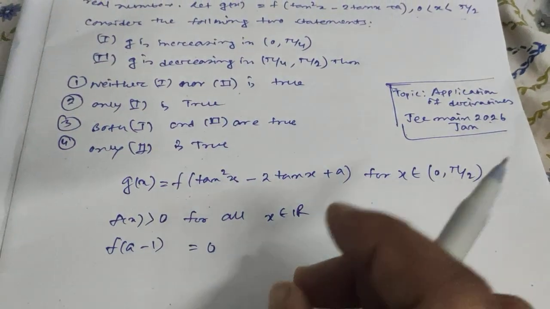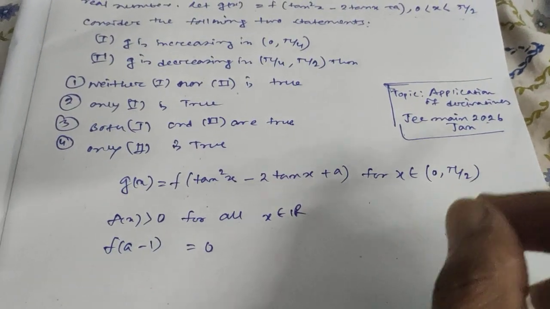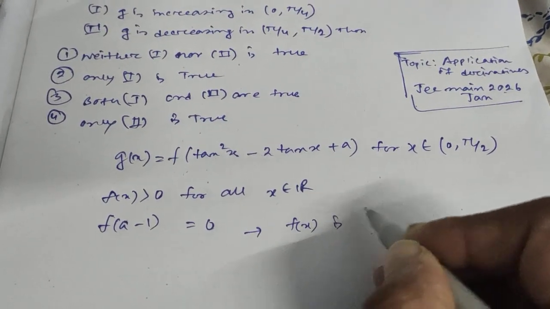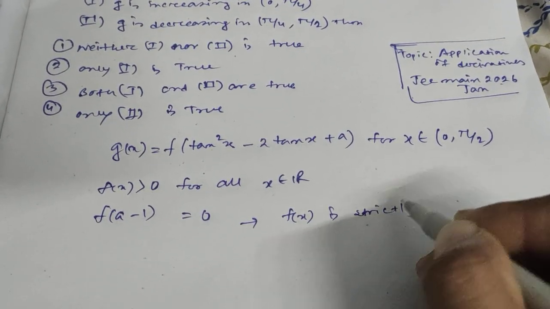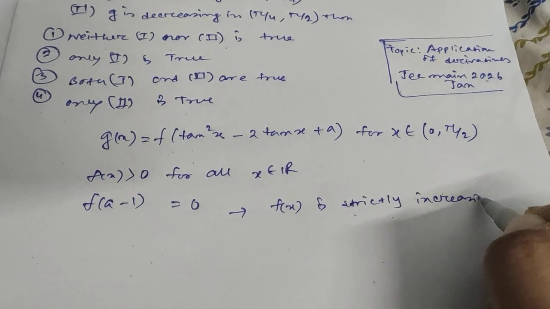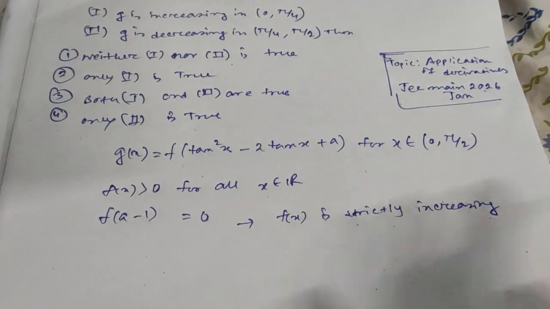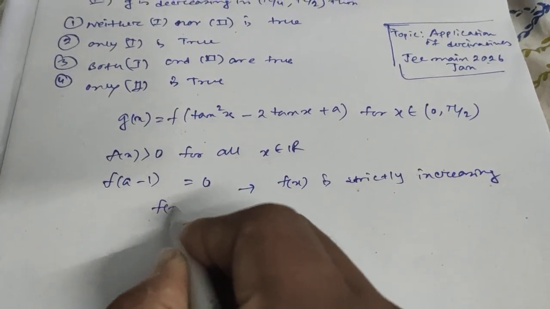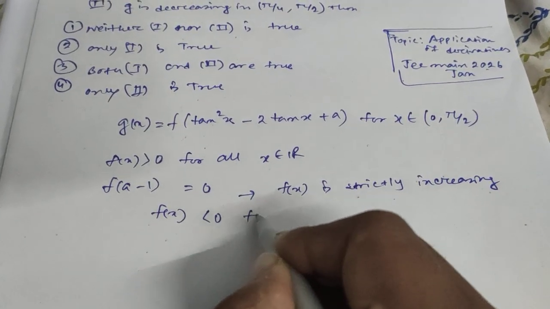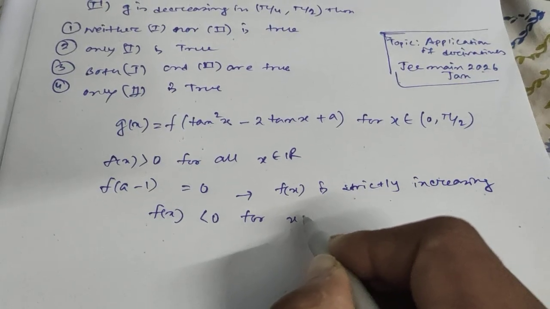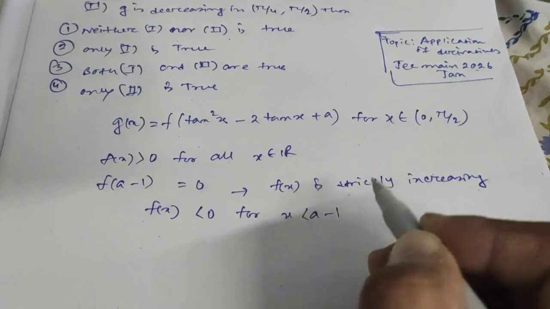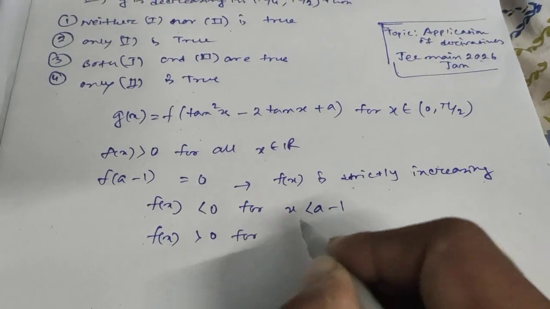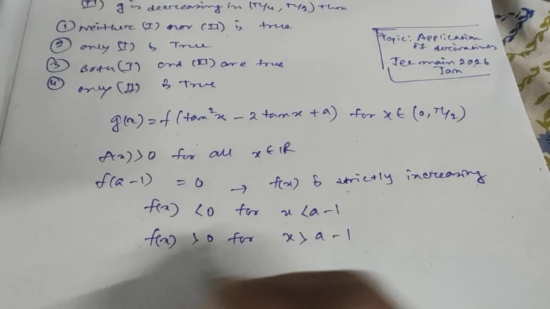Because f prime x is strictly increasing, it must be that f prime x is less than 0 for x less than a minus 1, and f prime x is greater than 0 for x greater than a minus 1.